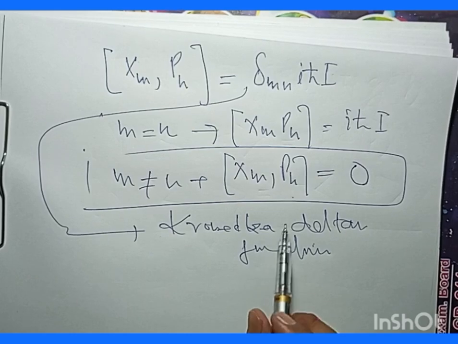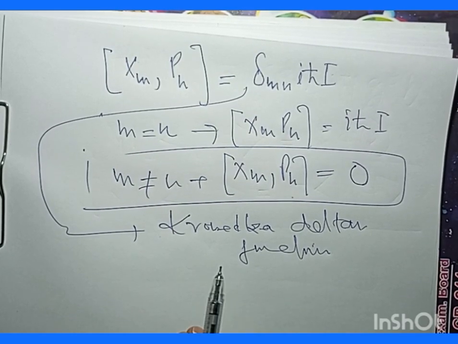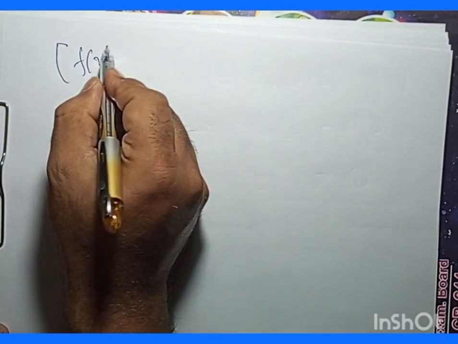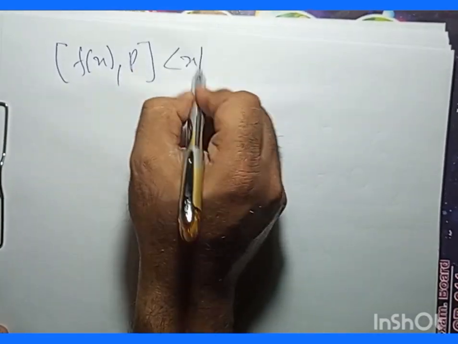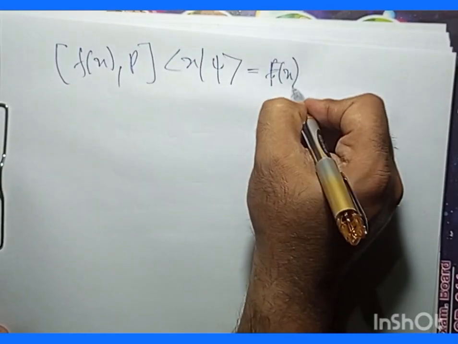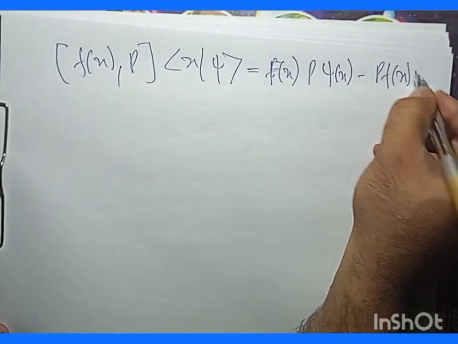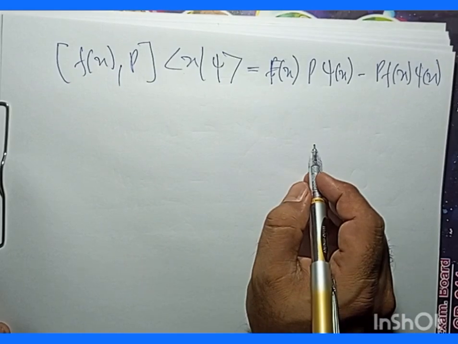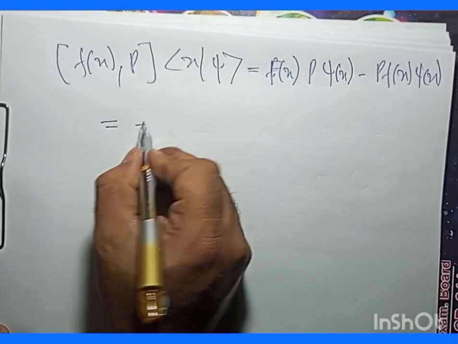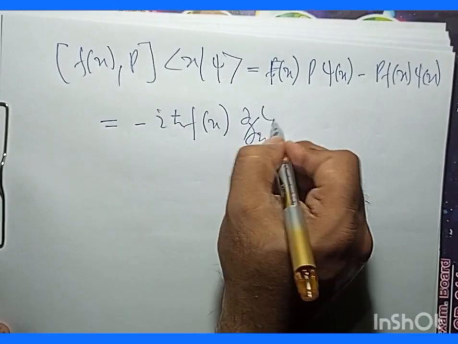And we can generalize this Heisenberg's commutation relation in terms of functions, and I think it's better to proceed with it for functions as well. So if I choose the commutation of some function f of x and the momentum operator on the state ket of x and ψ, what it will lead us to is f(x) p ψ(x) minus p f(x) ψ(x). So certainly we are going to use the operators here, and what we'll get is minus iħ f(x) ∂/∂x of ψ(x).